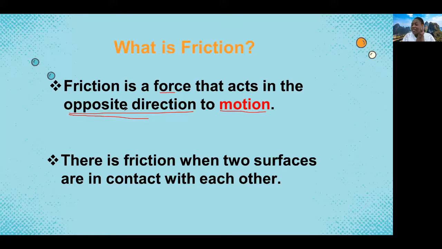There is heat. Heat is always produced wherever there is friction. There must be heat wherever there is friction.